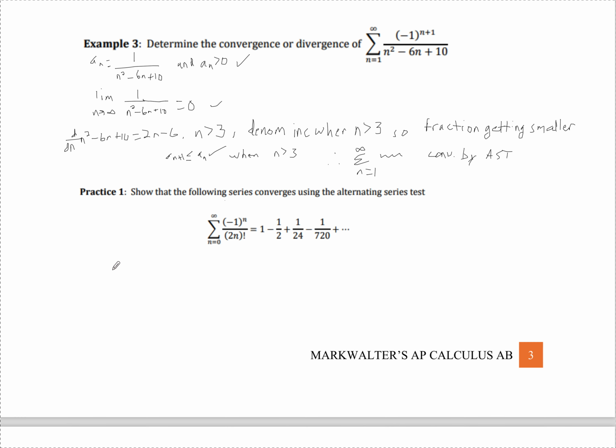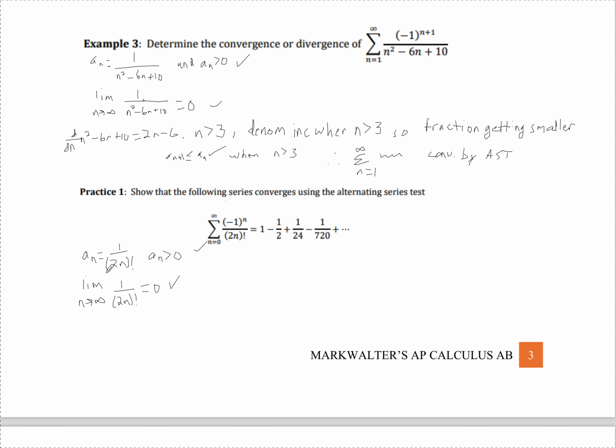All right, so it looks like our a sub n in this case is going to be 1 over 2n factorial, and that is always positive, right? So that's good. We need to show that the limit as n approaches infinity of 1 over 2n factorial goes to 0. Well, think about it. As n gets bigger and bigger, 2n factorial is going to be huge, so 1 over 2n factorial is going to go to 0.